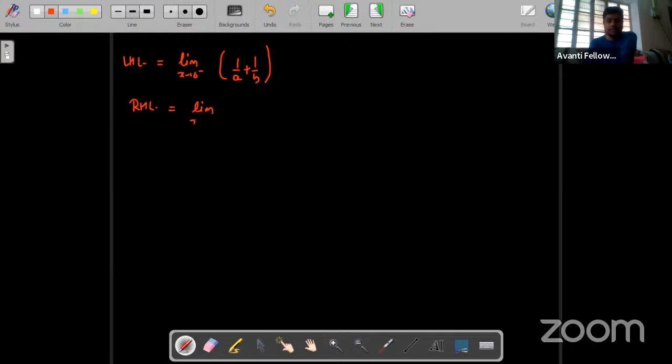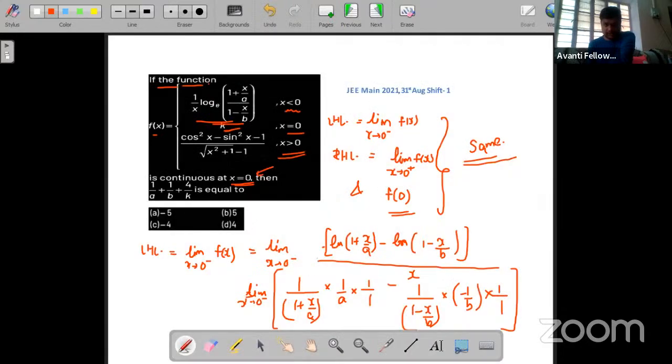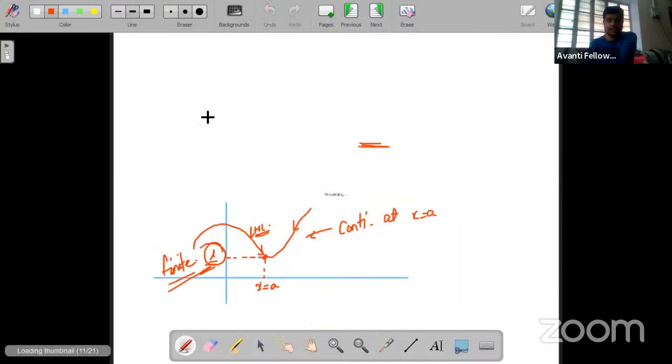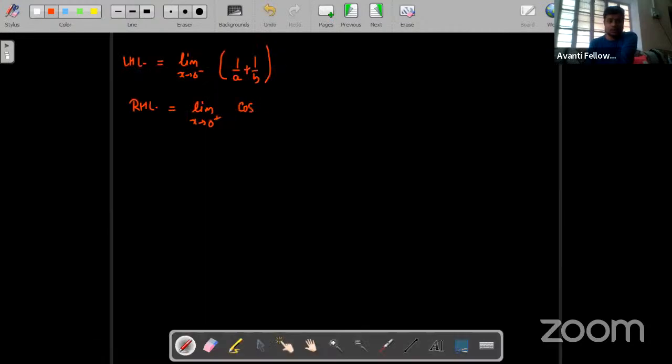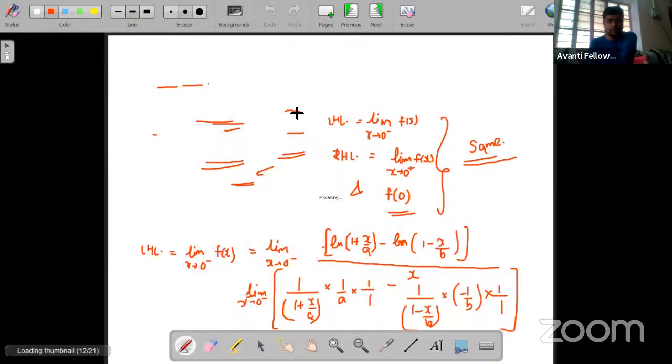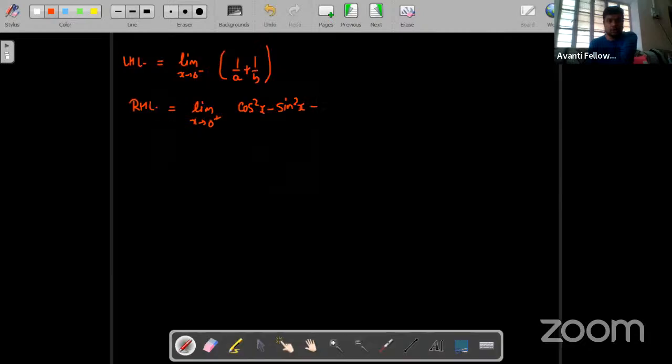Now, RHL also we have to solve. RHL is limit x tending to 0 plus f(x). f(x) means function defined for x greater than 0. So this function we will be taking: cos square x minus sin square x, then minus 1 upon under root x square plus 1 minus 1. Again we'll check at x equals 0 plus what we are getting. cos 0 is 1, 1 minus 1 cancelled, sin 0 is 0, upon 1 minus 1. So 0 by 0 form is again coming.